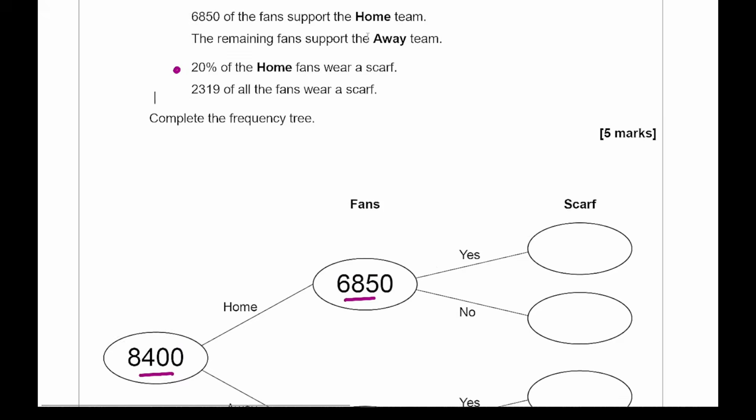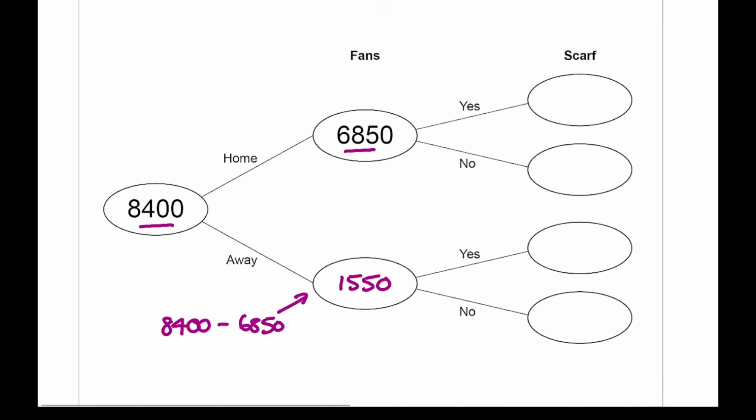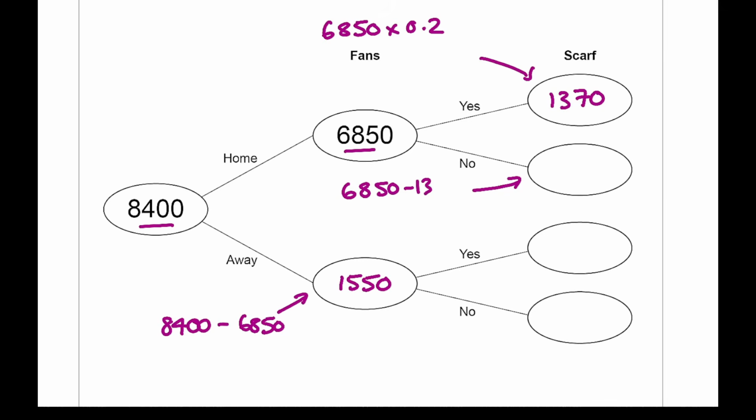Then the next one, in terms of the information that's given to me, is the fact that 20% of the home fans wear a scarf. Now to work out 20% of 6,850, I do 6850 multiplied by 0.2. Alternately, you could just work out 10%, double that, and then subtract it, in which you should have the answer of 1,370. Now from that, we can then work out what this one is by subtracting. So 6850 minus 1370 gives us an answer of 5480.